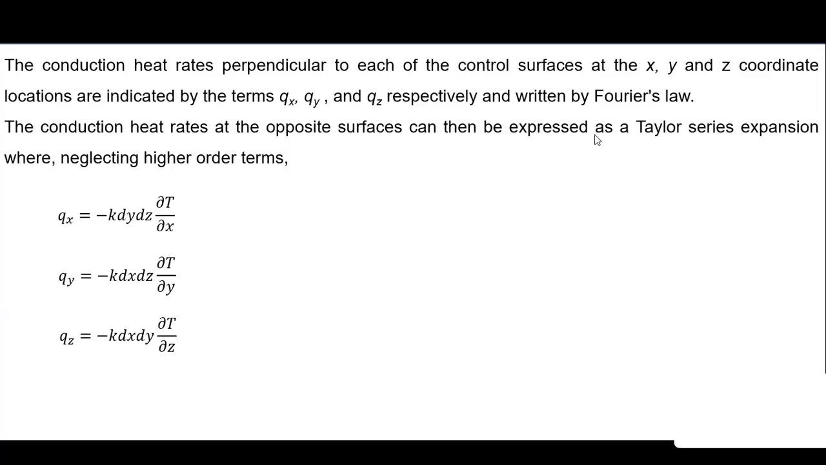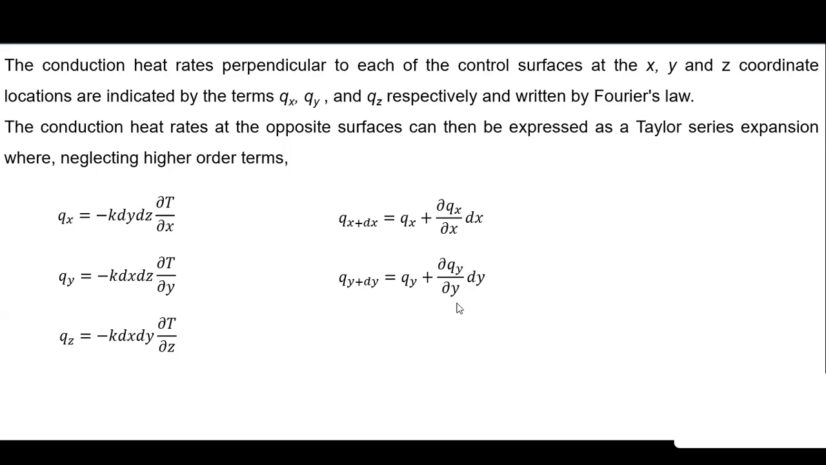This can be expressed as an expansion of Taylor series by neglecting higher order terms. Using the Taylor series expansion and neglecting the higher order terms in that expansion, we can write down for x direction, this qx plus dx is nothing but the qx already there plus the change in the value of qx in that distance dx. So qx plus whatever change is happening in the value of qx when the function is passing through distance dx.